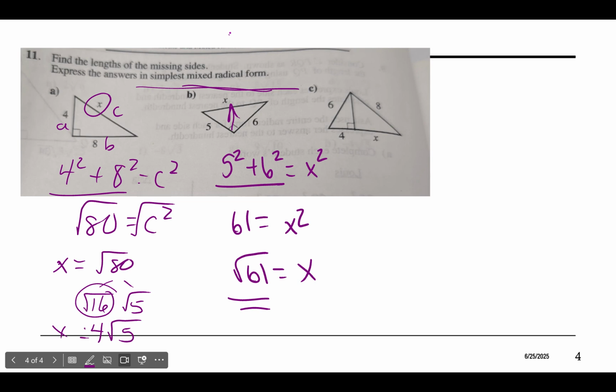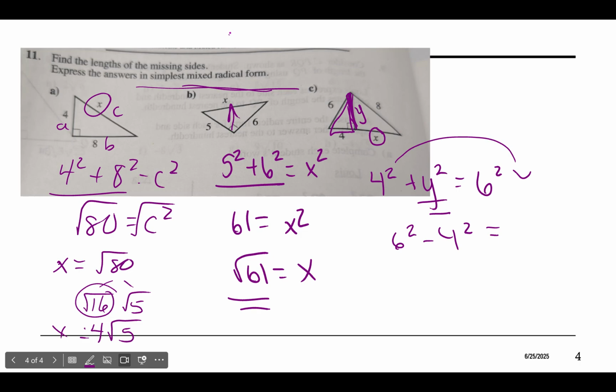And then this last one gets a little bit harder. We do want to find this side x. To do that, we need to have this shared missing side. So I'm going to look at this triangle first. I'd have 4 squared plus, I'll just call this missing side y, y squared equals 6 squared. Solving for the y value, we'd have 6 squared minus 4 squared, just moving this to the other side, equals y squared. And that will be root 20 equals y.